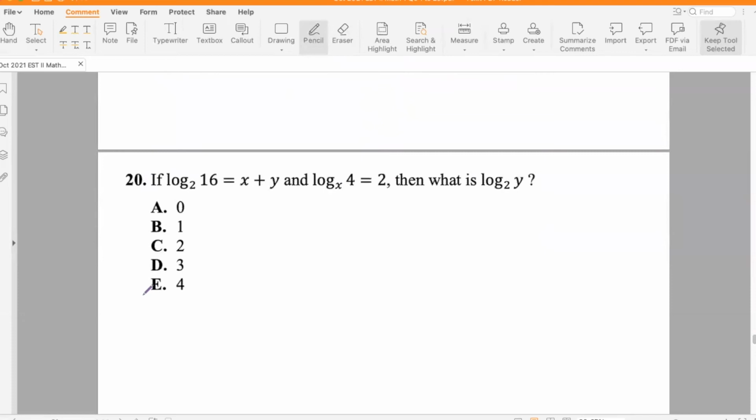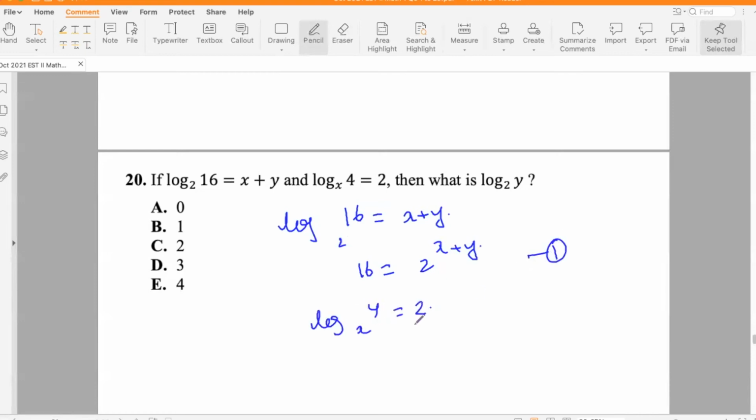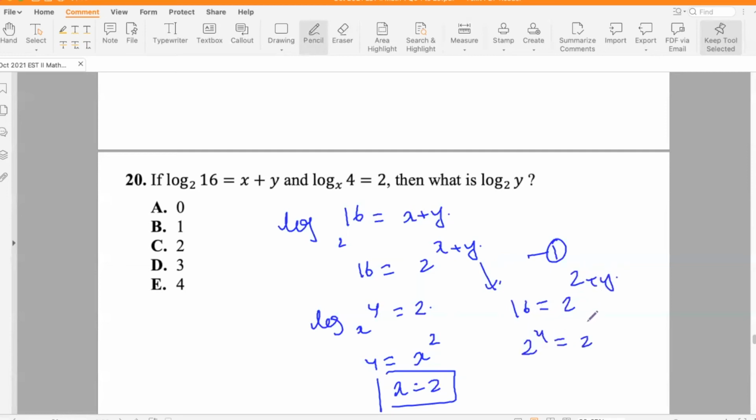If log 16 to the base 2 is x plus y, and log 4 to the base x is 2, what is log y to the base 2? Okay. So log 16 to the base 2 is x plus y, so 16 is 2 to the power x plus y. That's one equation. And log 4 to the base x is 2, so 4 is x to the power 2, so x is 2. If x is 2, I can say 16 is 2 to the power 2 plus y. 2 to the power 4 is 2 to the power 2 plus y. So y is 2, and log y to the base 2 would be 1.